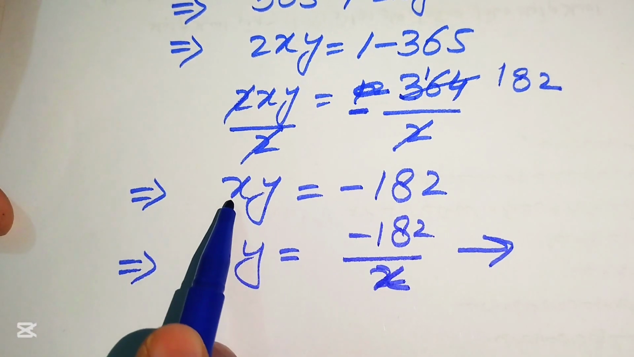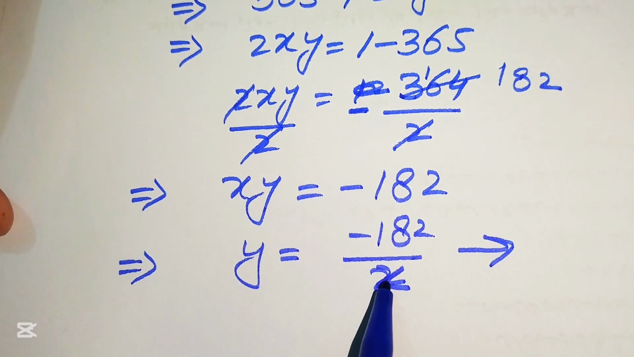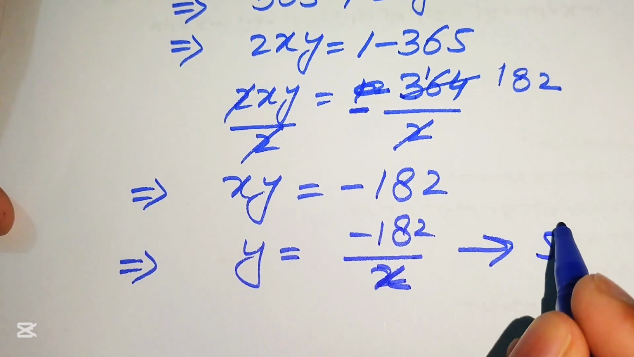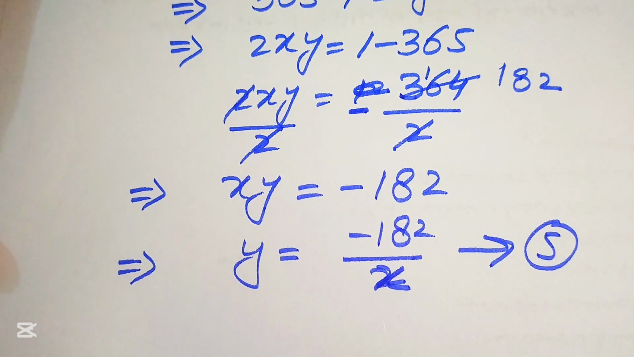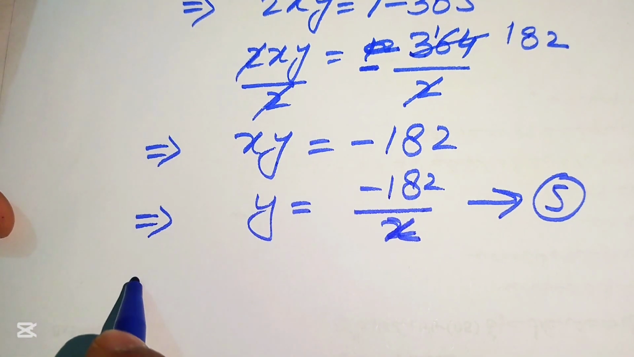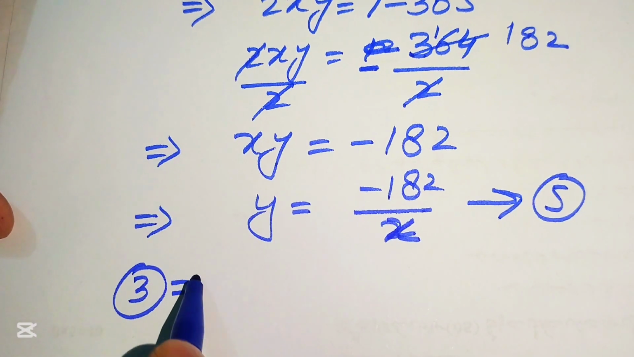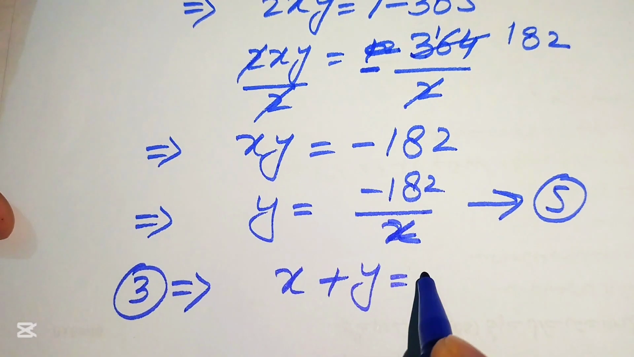Here x is multiplied by y. When we move it to the right hand side, it will be divided by this term. Okay, so we call this equation number 5. And now we need to substitute this value of y in equation number 3. So first we copy down equation number 3 here. Equation number 3 is x plus y equals minus 1.